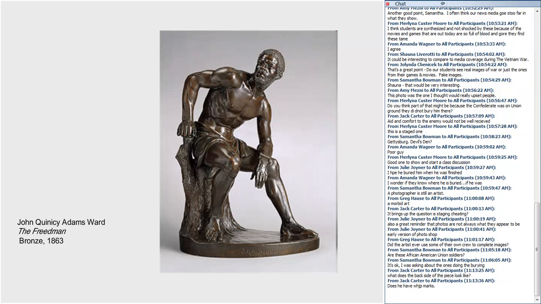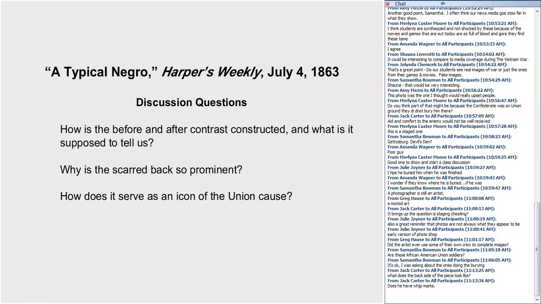And it's a before and after image. So the idea is you see the man as he entered the Union lines as a kind of ex-slave, a fugitive slave, in tatters, sitting down. And then you see him in the uniform of a U.S. soldier, standing up and now in uniform and holding a gun. And so it's that transformation of the slave to a soldier that is what the image is largely about, but in the middle, showing the way in which he's been brutalized in slavery.